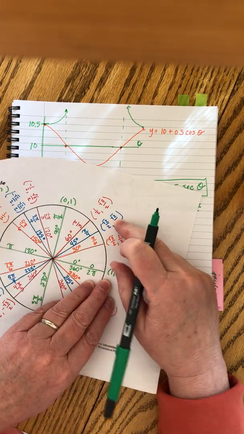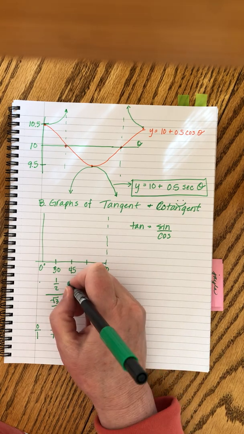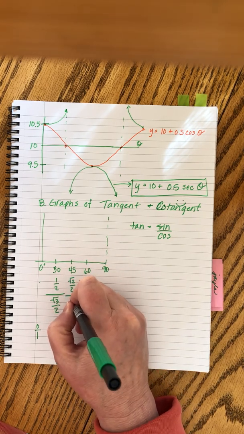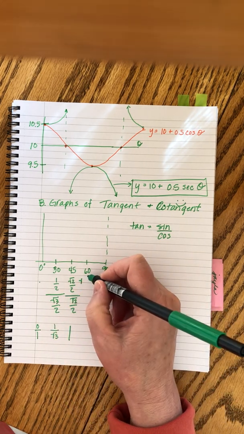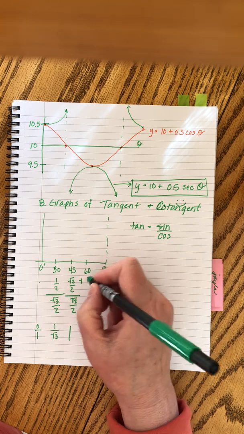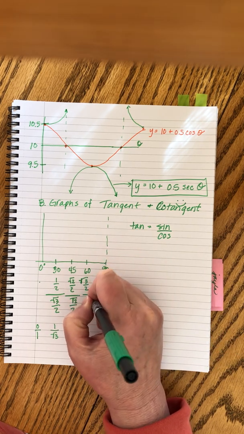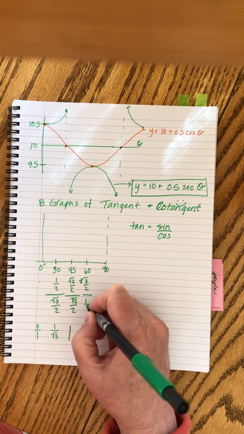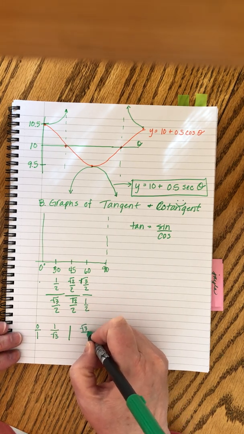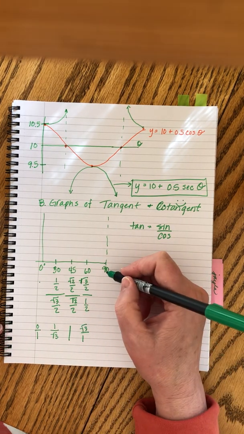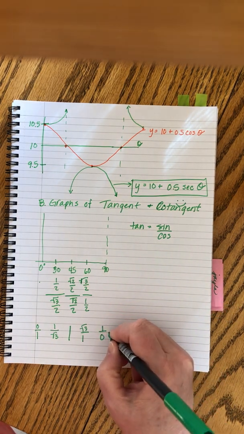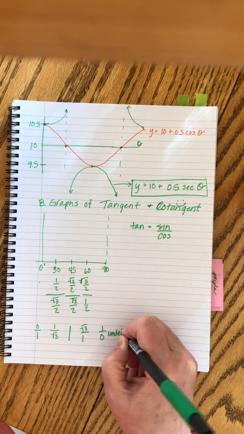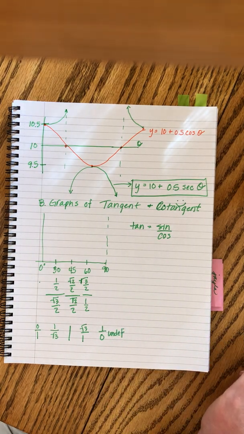At 45 degrees, there was this one. Square root of 2 over square root of 2 over 2. That is just plain 1. At 60 degrees, it's square root of 3 over 2 over 1/2, so that would be square root of 3 over 1. And at 90 degrees, it would be 1 over 0, which is undefined. Yikes. So we see what's happening here.